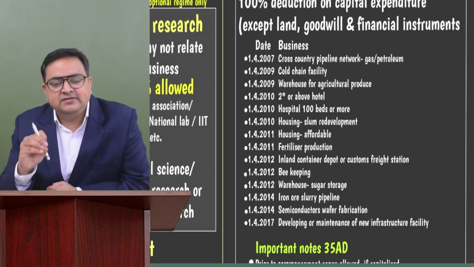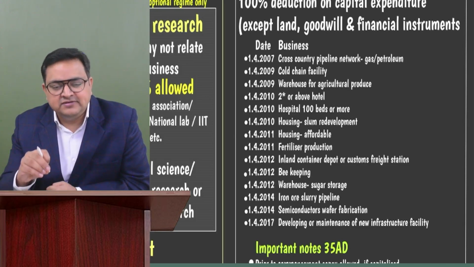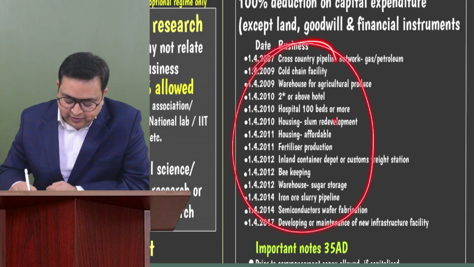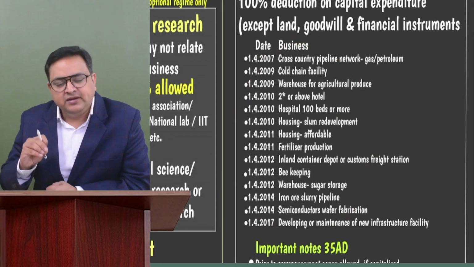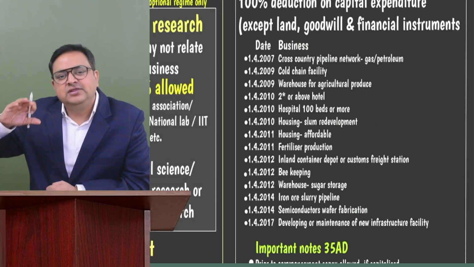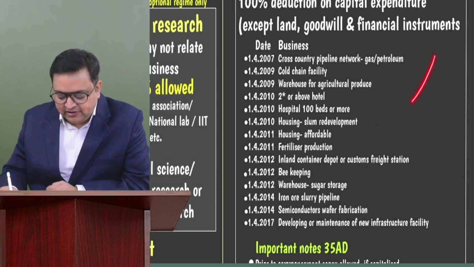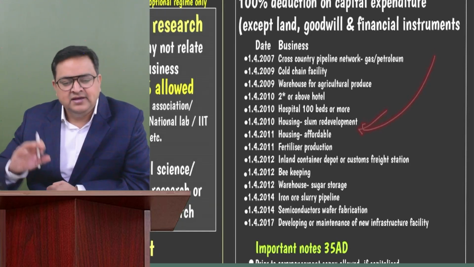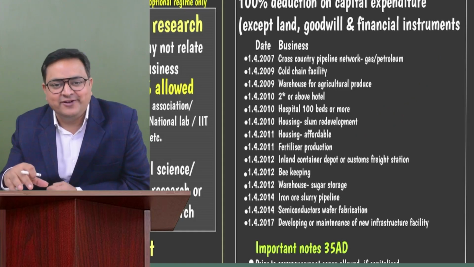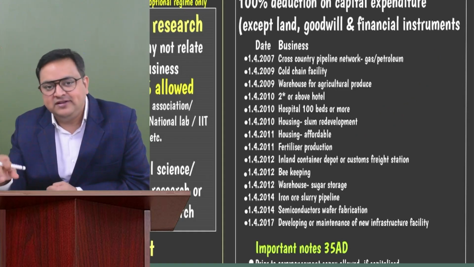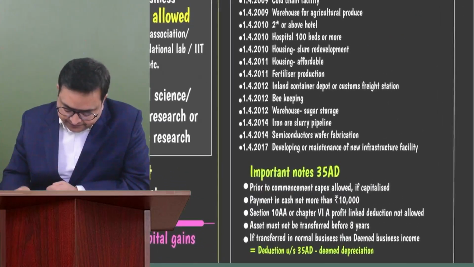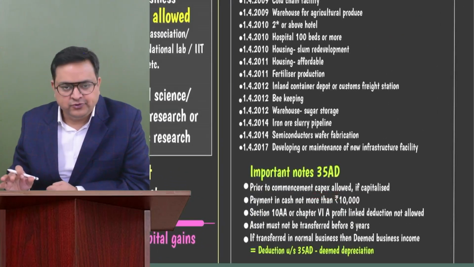Got it? If there is any loss under the specified businesses, that can be set off only from any other specified businesses only. So these 14 have a family. If they have any loss, they will take help only from these businesses only. But yes, I'll be telling you in set off, if the normal business has a loss, can that loss be set off from a specified business? Yes, they can help other business, but if the specified business has a loss, it can only be set off from other specified business only. Got it? Second important point is that prior to commencement expenses are also allowed, no issues.